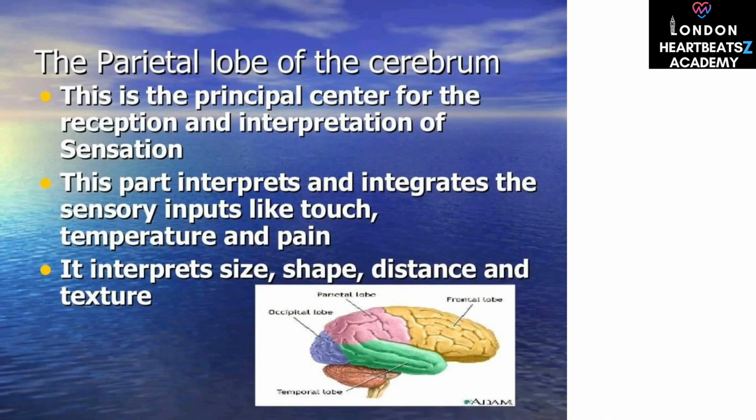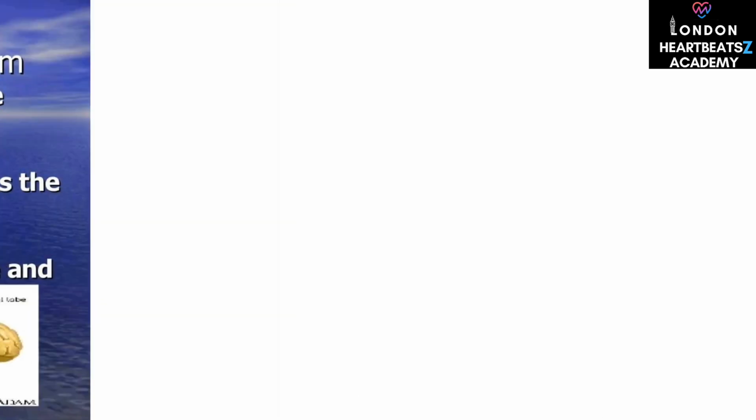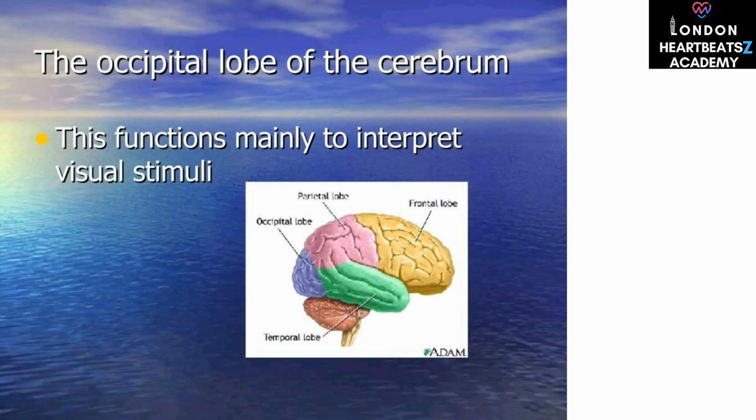The parietal lobe is the principal center for the reception and interpretation of sensation. It interprets and integrates sensory inputs such as touch, temperature, and pain, as well as size, shape, distance, and texture. The occipital lobe of the cerebrum functions mainly to interpret visual stimuli.